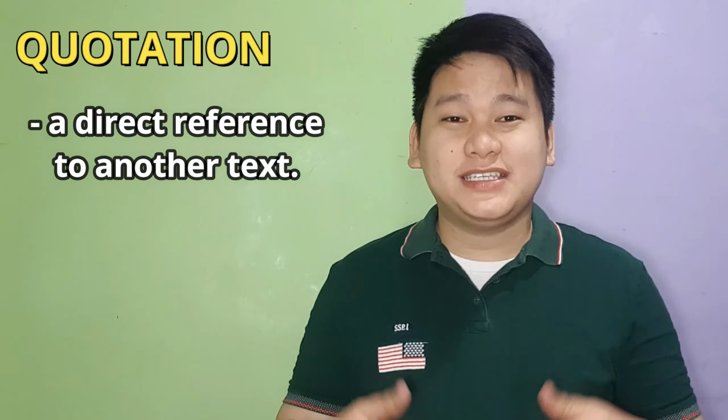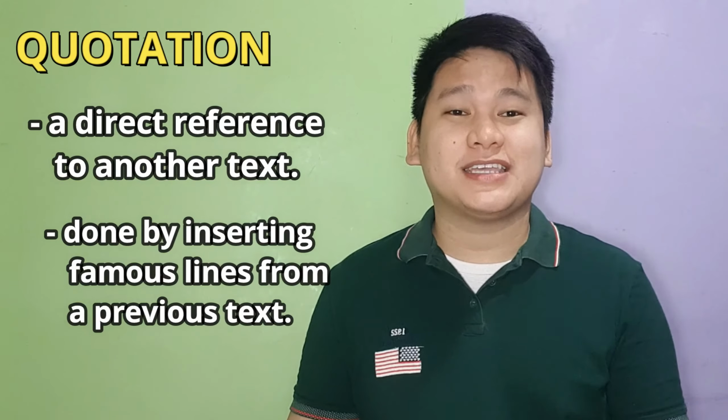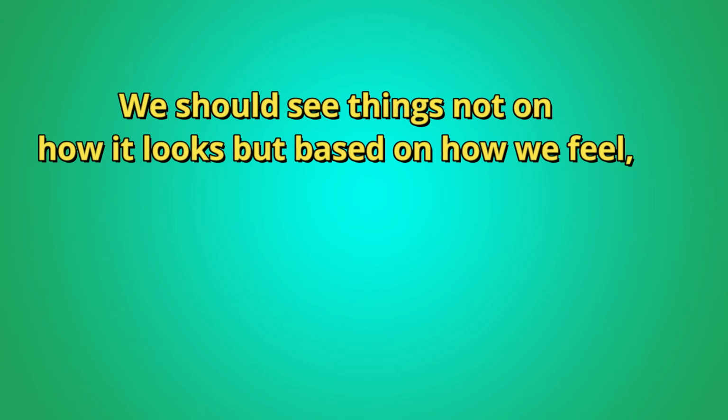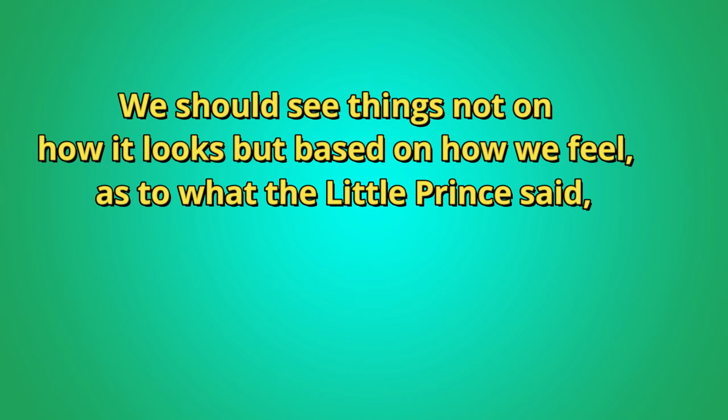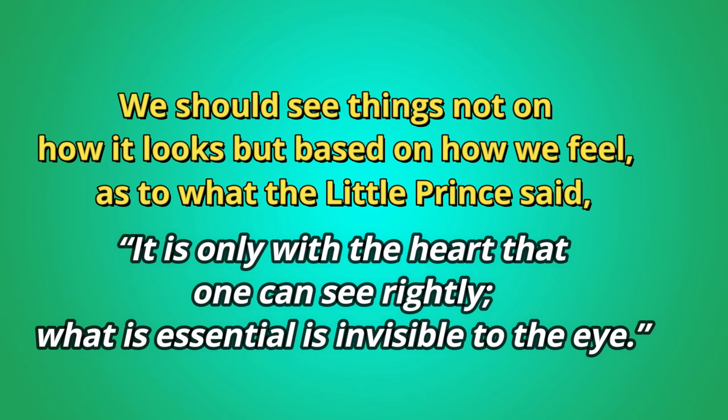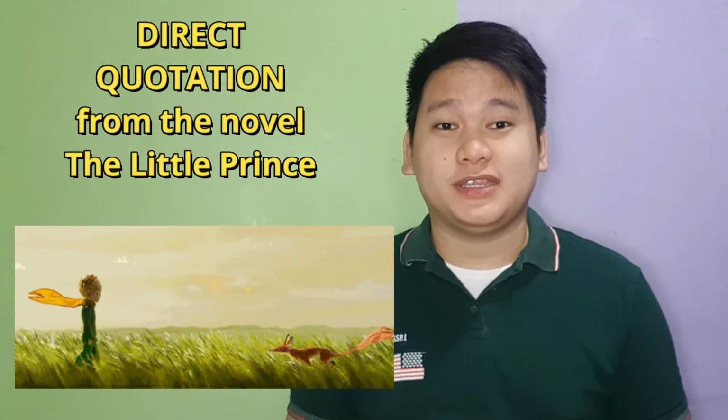The third type of intertextuality is quotation. This is a direct reference to another text. This is done by inserting famous lines from previous texts. Look at this. We should see things not on how it looks, but based on how we feel. As to what the little prince said, it is only the heart that one can see rightly. What is essential is invisible to the eye. Here, the speaker used a direct quotation from the novel The Little Prince to support his point. Quotation is also used in some comedy stage acts.